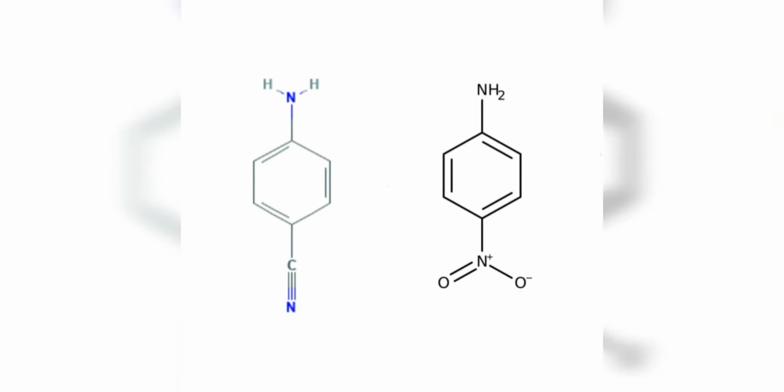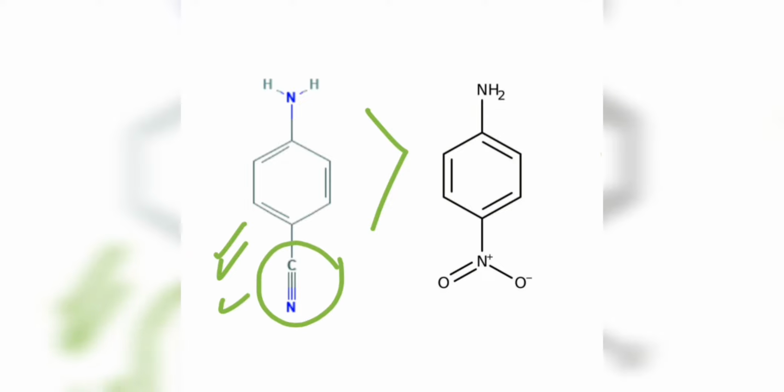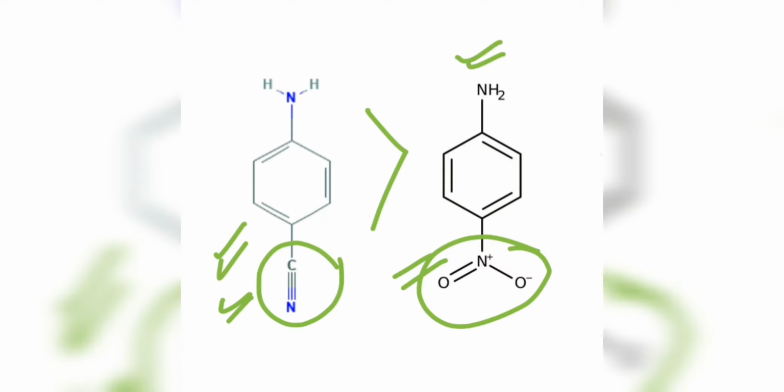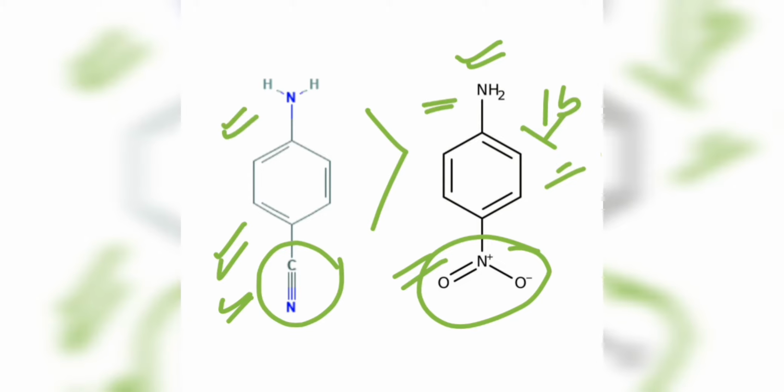So the reason for the greater basicity of this cyanoaniline is the weak electron withdrawing property of cyanide and the strong electron withdrawing property of nitro. Because it has a stronger electron withdrawing property, it makes this compound highly acidic. That means it will be less basic. So if it is less basic, then this will be slightly more basic than the nitroaniline.